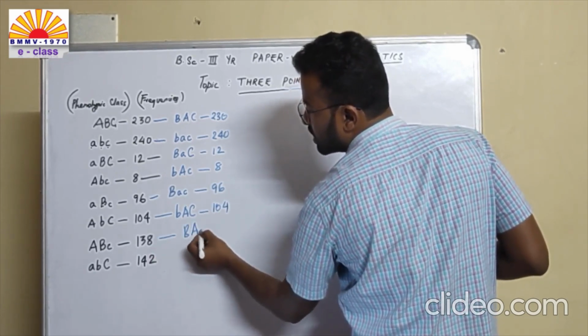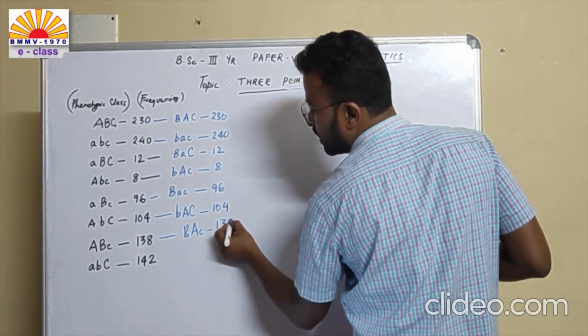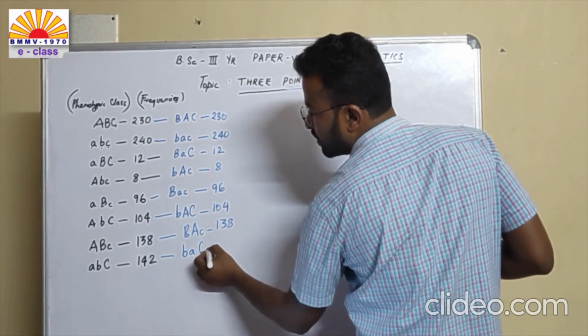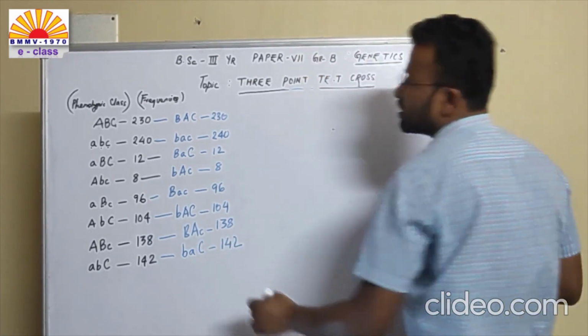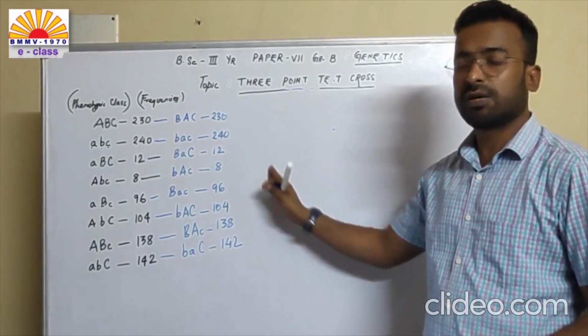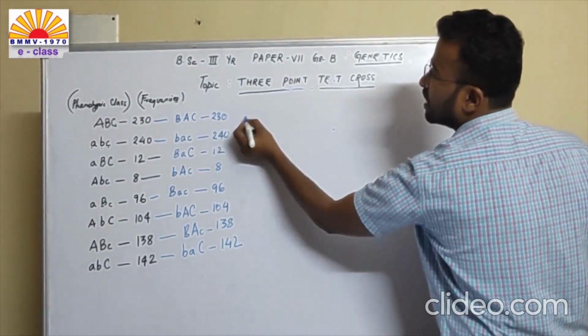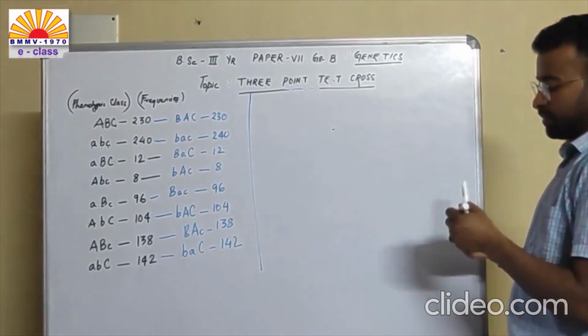B, capital A and small c is 138. And B, A and capital C is 142. So this is how the correct gene sequence order and the respective frequencies are written. Now let us go to another problem.